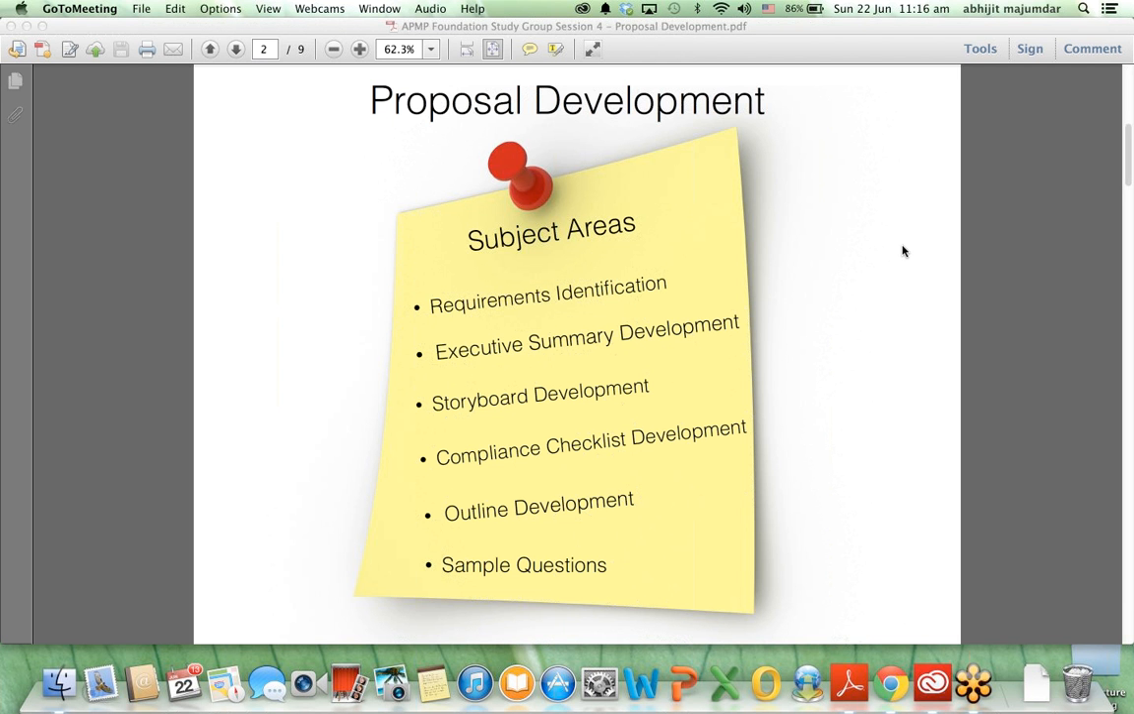Another major factor of a proposal is basically the compliances. That is, every proposal requires certain specific things to be mandatory and mentioned, and unless those mandatory criteria are met, your proposal is not evaluated or assessed any further. And for that, we need to prepare something called a compliance checklist.